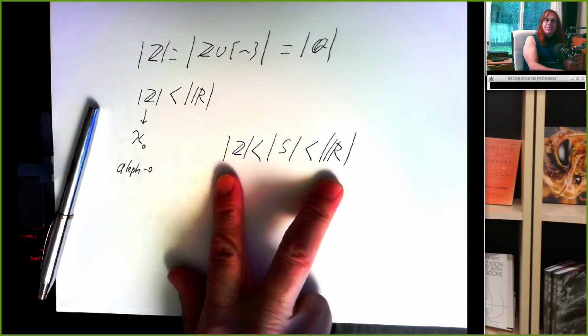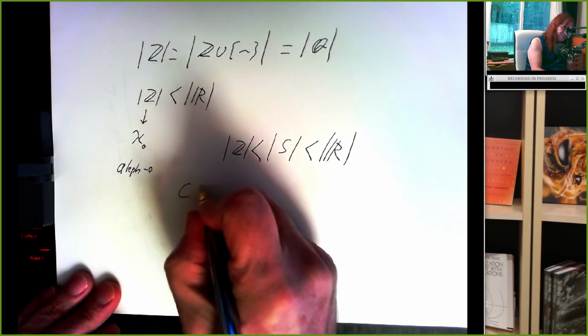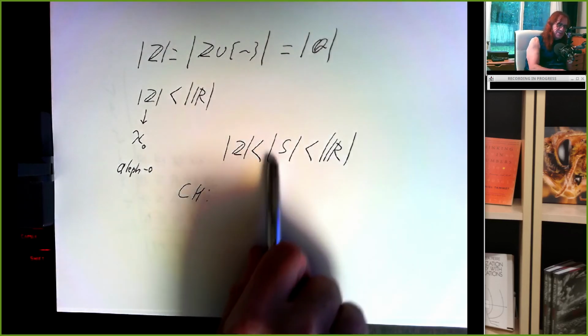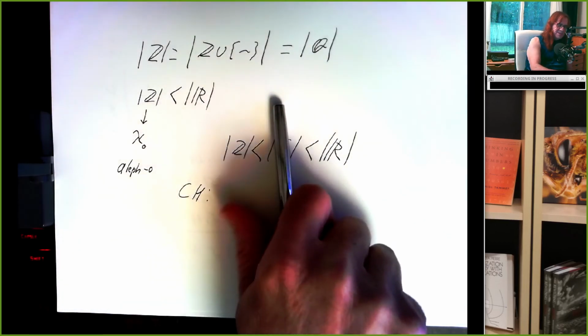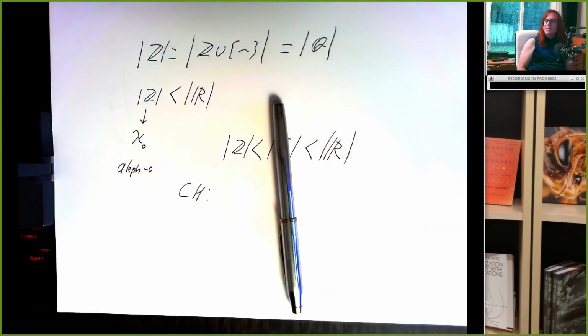That question is called the continuum hypothesis. It's sometimes just called CH. And the continuum hypothesis claims that there is no such set. That as soon as you find a set bigger than the integers, you're at something the size of the reals.